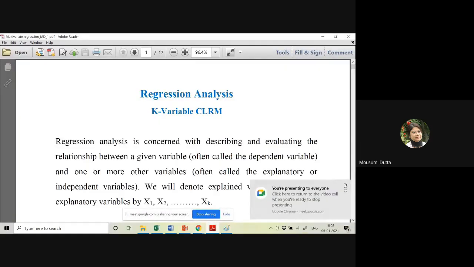So directly I'm moving to a k variable classical linear regression model. Okay, so does anyone have an idea why we call the model classical model, or the idea of classical model is based on what?